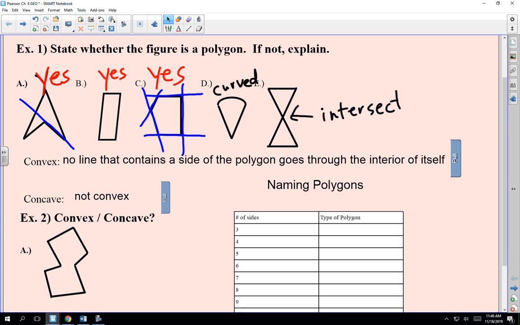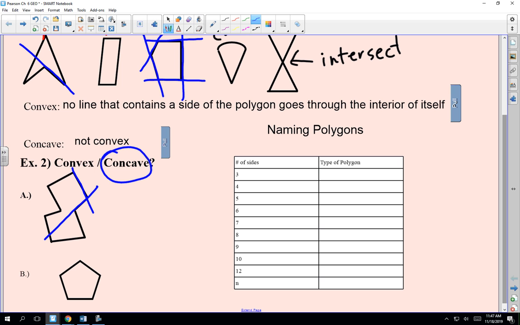So if I were to do the little line segment test on A, what conclusion would I come to? Okay. Yeah, because I don't have to go very far here. As soon as I go to this guy right here, I see that it's going right through the interior of it. So that one is concave. And then this one down here is convex.